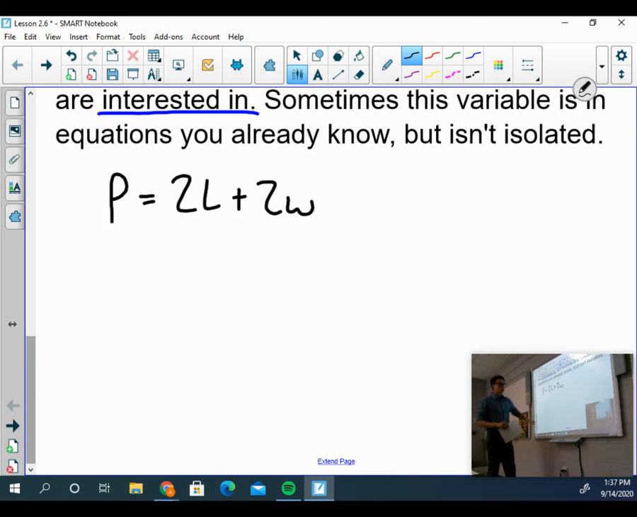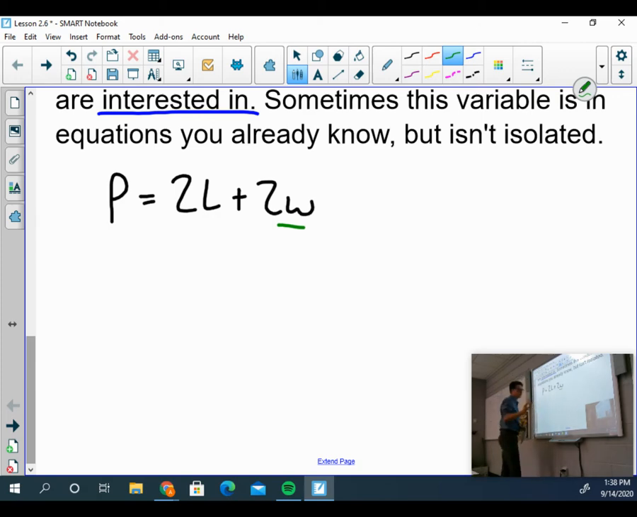So what does solving equations have to do with this? Well, in this equation, P is already isolated. P is by itself. But what if we wanted to find another variable besides P? You see, we won't always have the length and the width and try to find the perimeter. What if we have the perimeter and the length, and I need to figure out what the width is? I need to manipulate this equation so that the width would be by itself, and that's what we're going to do in 2.6.